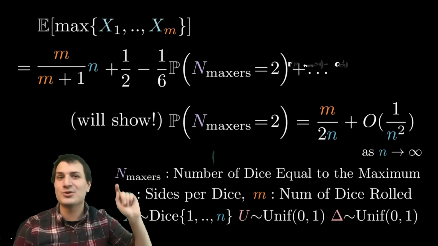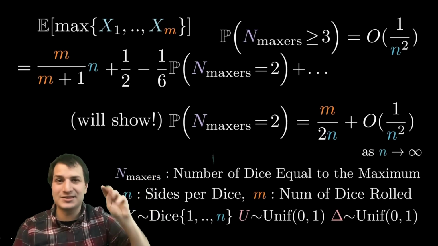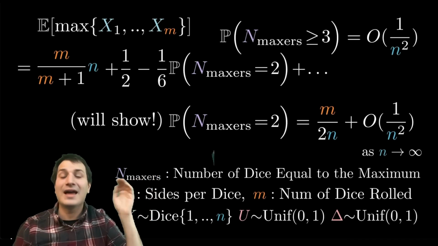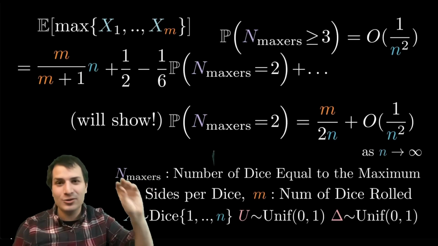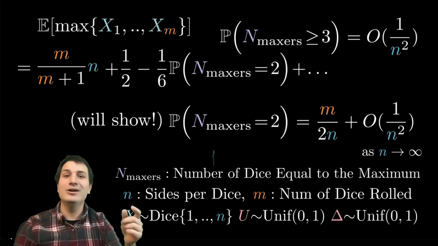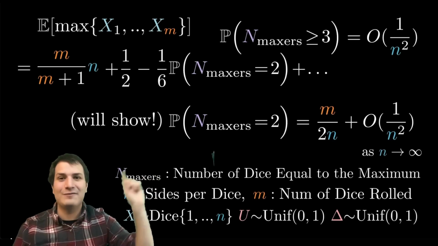At the same time, we're also going to show that all the probabilities for having 3 or more things tied for the number of maxers, that is also very small. So you sort of need a double coincidence to happen with the dice. Like you need 3 dice to all be equal to the same value, and that has chance 1 over n squared to happen as well. These will be beyond the level that we will do.